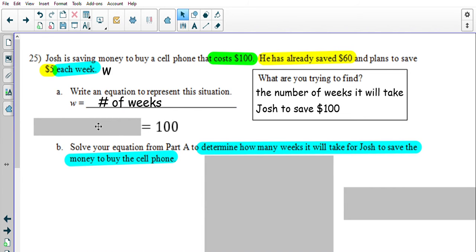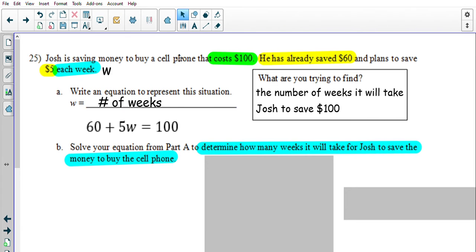We know he already has 60, so we can take the $60 he already has, plus the $5 each week that he's going to save. So that would be 60 plus 5 times W equals 100, a pretty standard way to set this up. We know that our variable W has to go with one of those numbers. Because it's $5 each week, the W goes with the 5. And we just add on that $60 that he already has.